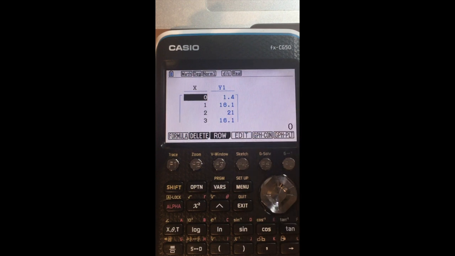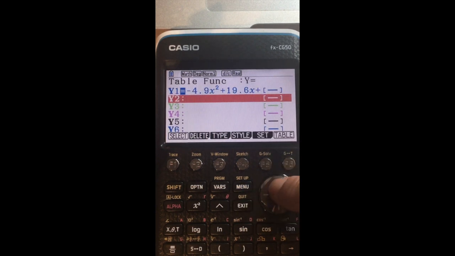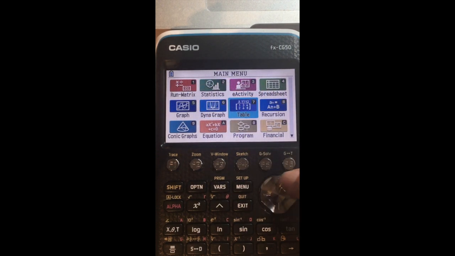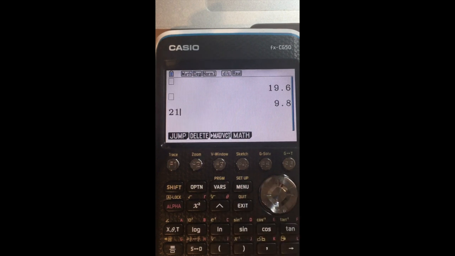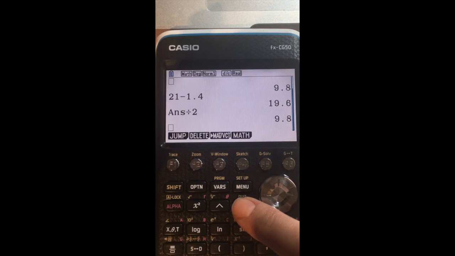The next question says find the average rate of change of the height of the ball from 0 to 2 seconds. So I need the difference in the rise over the difference in the run. The difference in the rise is going to be 21 minus 1.4. So go back to run matrix just to do a normal sum: 21 subtract 1.4 and divide that by 2, because the difference in run is just between 0 seconds and 2 seconds. And so it's 9.8 meters per second.